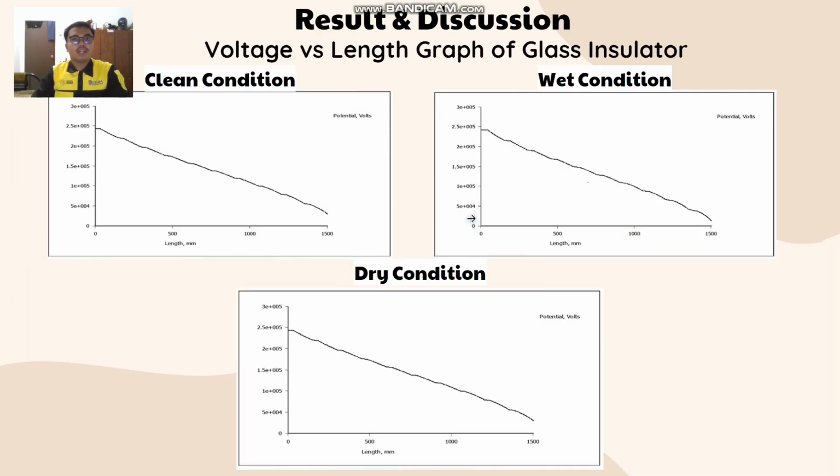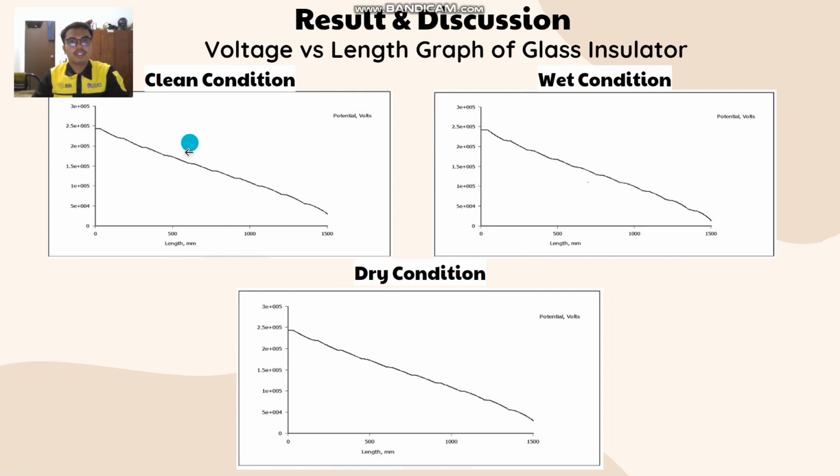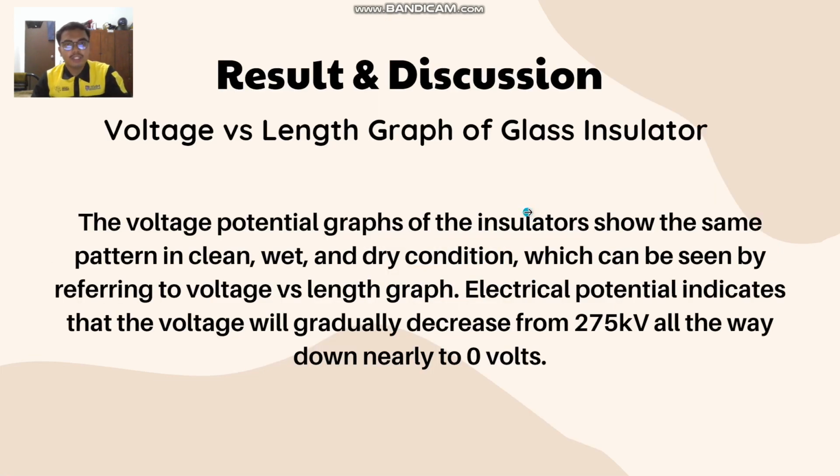The voltage versus length graph of the glass insulator: firstly the clean condition, then the wet condition, and then the dry condition. The voltage potential graph of the insulator shows the same pattern in clean, wet and dry conditions, which can be seen by referring to the voltage versus length graph. The electrical potential indicates that the voltage gradually decreases from 275 kV all the way down to nearly 0 volts. This means our insulator is working well.